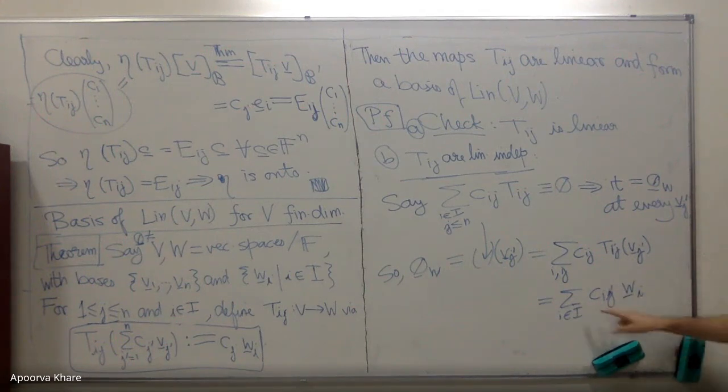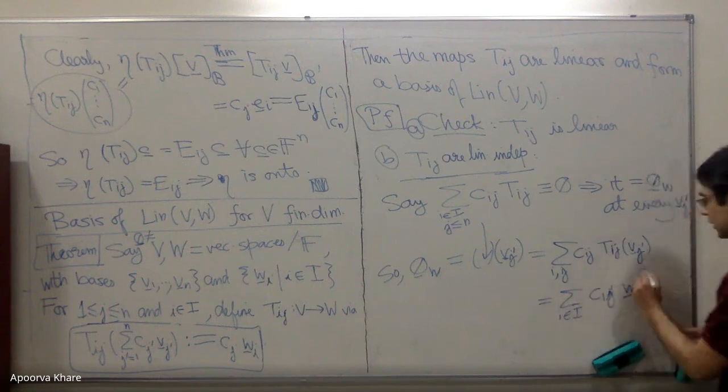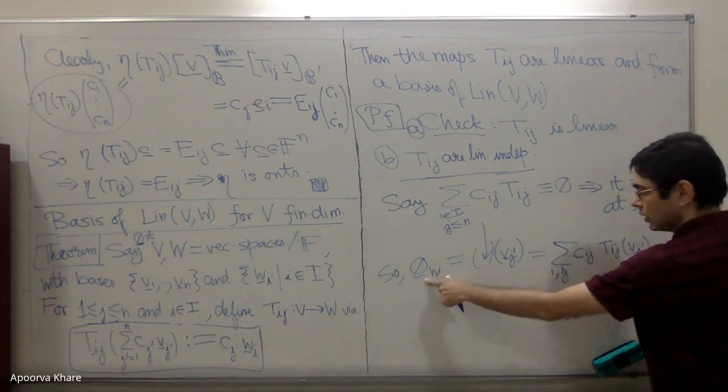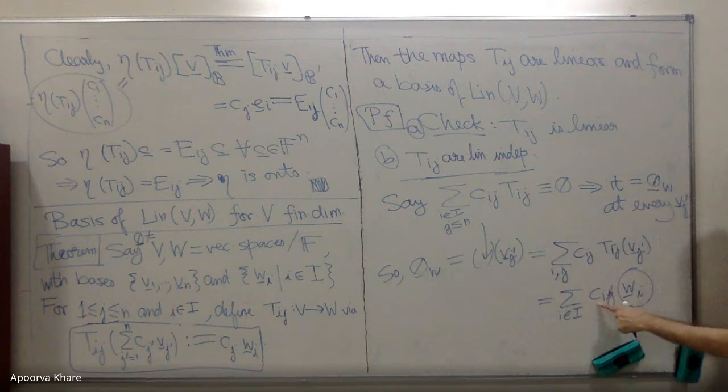Okay. And now you see that this is 0 in W. So the Wi's form a basis. This is a finite sum. And you get that this finite linear combination of basis elements equals 0. So because the Wi's are a basis, all the coefficients must be 0.